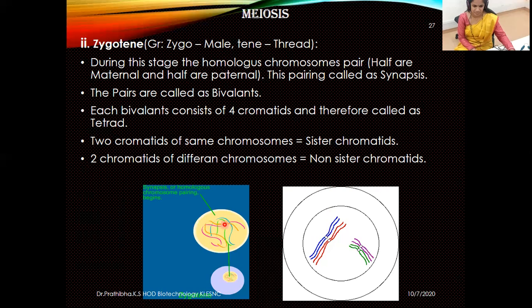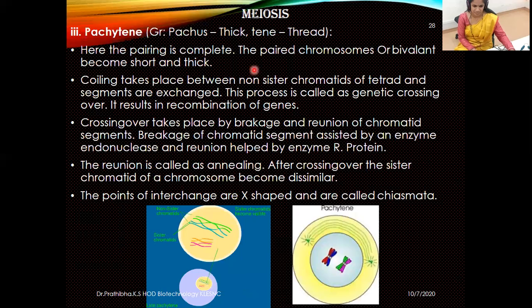Now let us go through pachytene. In Greek, pachus means thick and tene means thread. Here the pairing is complete. The paired chromosomes, the bivalents, become short and thick. Coiling takes place between non-sister chromatids of the tetrad and segments are exchanged. This process is called genetic crossing over. It results in the recombination of genes. Crossing over takes place by breakage and reunion of chromatid segments. Breakage of the chromatid segment is assisted by an enzyme, endonuclease, and reunion is helped by an enzyme or protein. The reunion is called annealing.